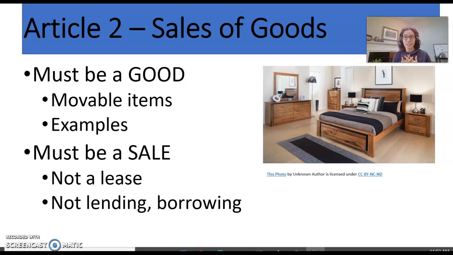So I know we've already discussed in our understanding of the statute of frauds how the writing only applies to sales of goods over $500. We're going to come back and talk about that some more. Article 2 of the Uniform Commercial Code is the section of the UCC that applies solely to the sale of goods. It does not apply to any services.